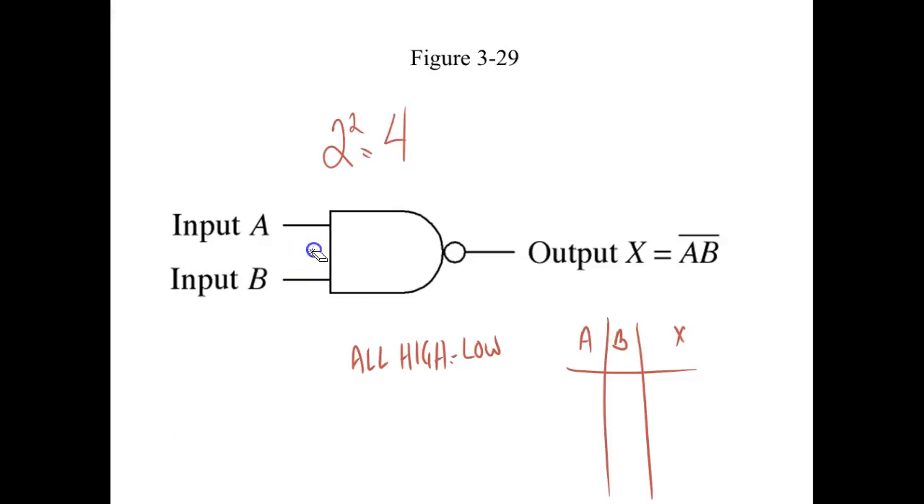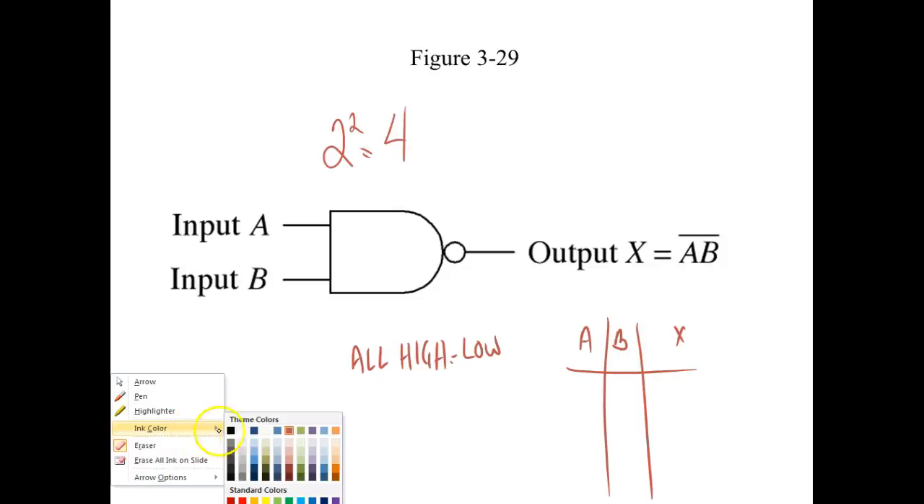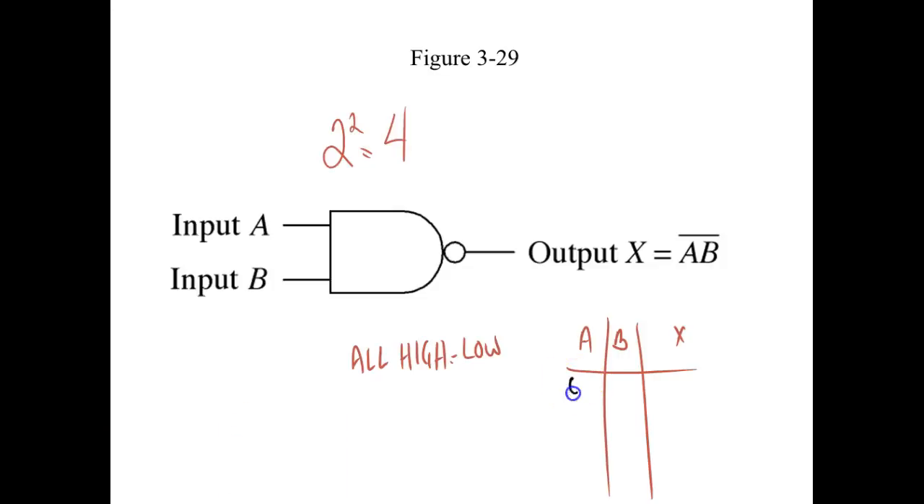Then what we do is we come over here and just start counting in binary. I'd say 0, 0, 0, 1, 1, 0, 1, 1. Oops, I put them on the same side. Y'all see what I did? 0, 0, 0, 1, 1, 0, 1, 1.